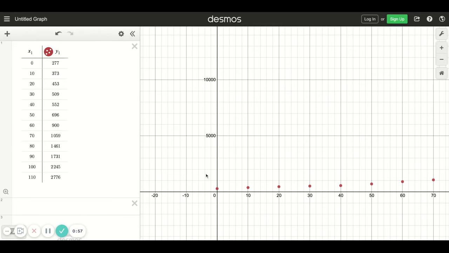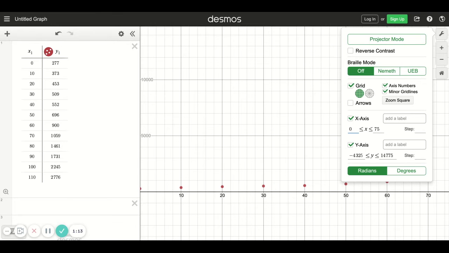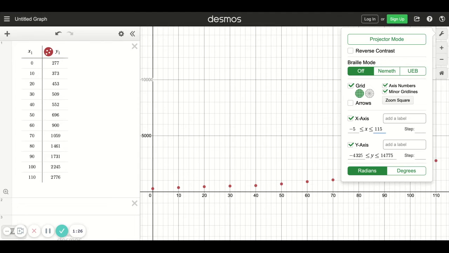Okay, so now that we have the information in our table and it's plotted here, I'm going to create a different window so it shows the information better. So I'm going to go up to the wrench, click, come over here, and change my X min. I'm just going to make it 0. You can barely see the point there, so maybe I should make it -5 just to help me see the points. Then I'm going to go to my max, and that's got to be greater than 110, so I'll do 115. Okay, that way I have all my points on there.